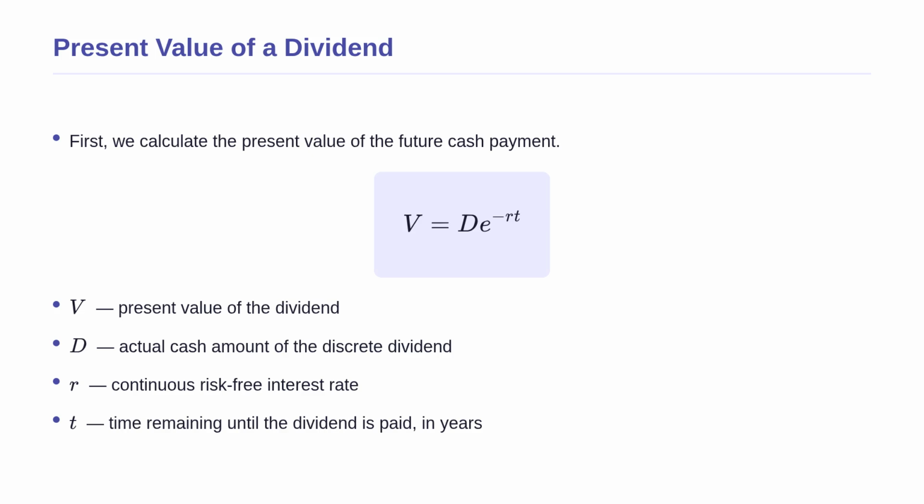Before we can adjust our models, we need to know exactly how much that future dividend is worth today. This brings us to our first formula. We calculate the present value of the dividend using continuous compounding. In this equation, V represents the present value of the dividend in today's dollars. D is the actual cash amount of the discrete dividend. The symbol R is the continuous risk-free interest rate, and T is the time remaining until the dividend is paid, measured in years. Conceptually, because money paid further in the future is worth less today due to the interest you could have earned in a bank, as the time T increases, the present value V decreases.